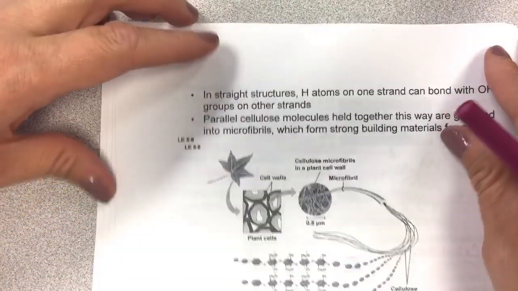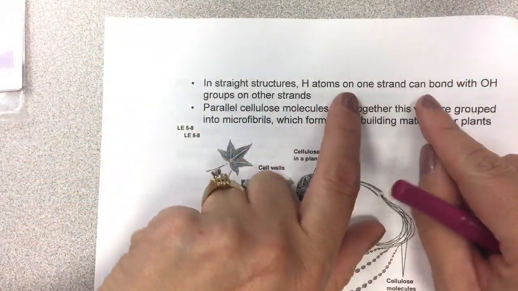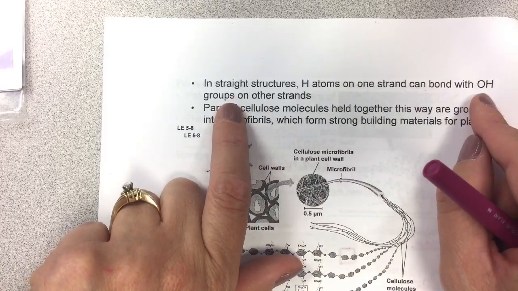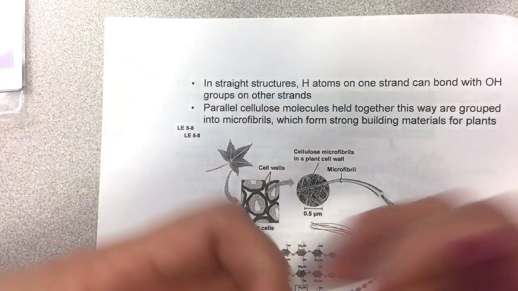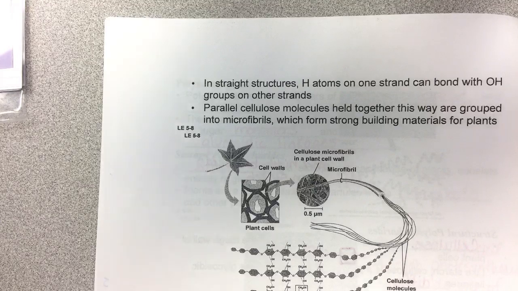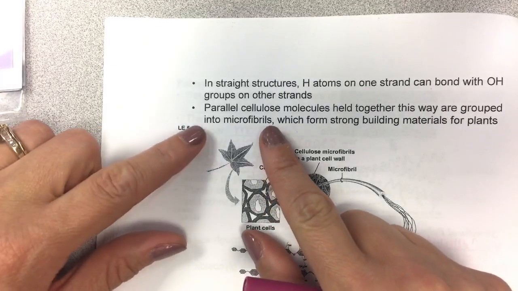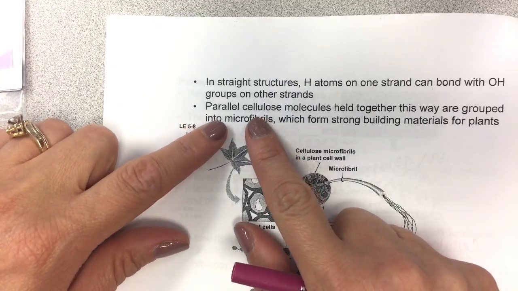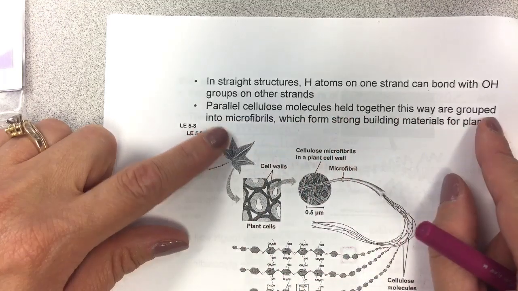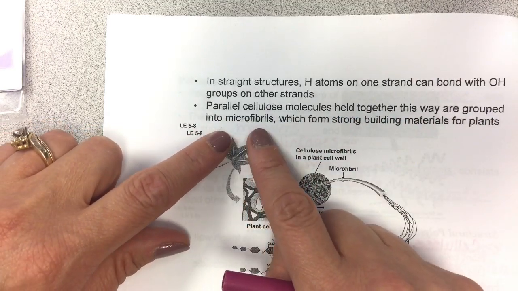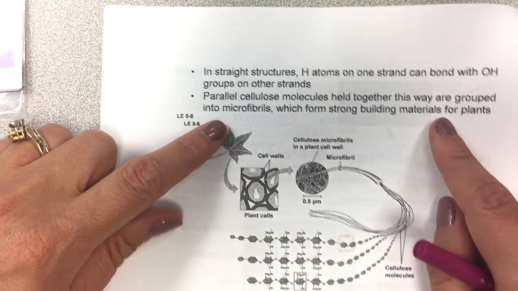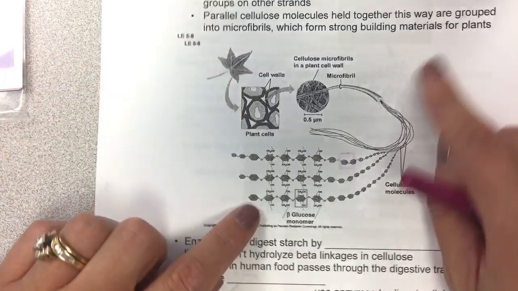So in these straight structures like cellulose, hydrogen atoms on one strand combine with hydroxide groups on other strands. So they bond together, and looking at this here, it says parallel glucose molecules held together this way are grouped into microfibrils, which form strong building materials for plants. And so that's what we're seeing here.